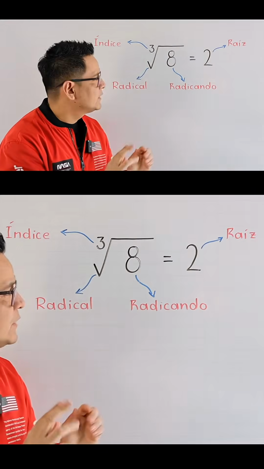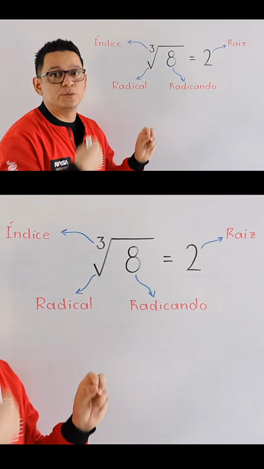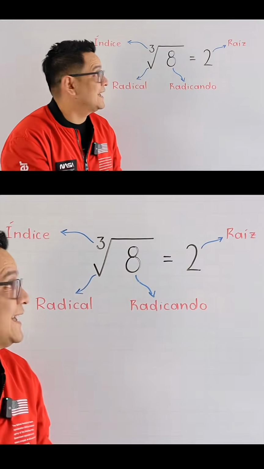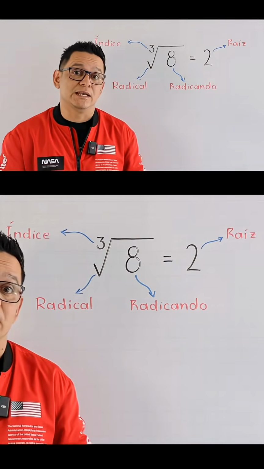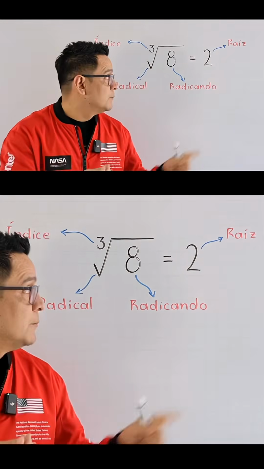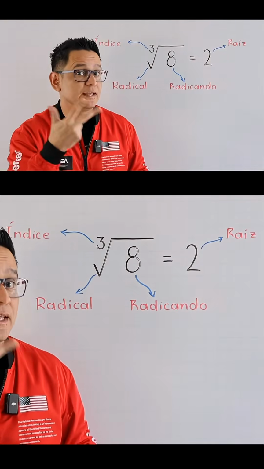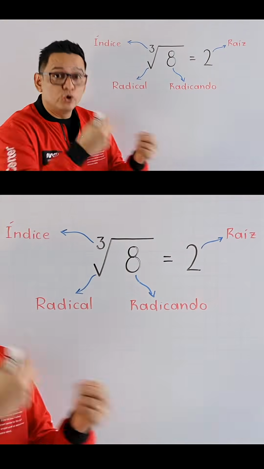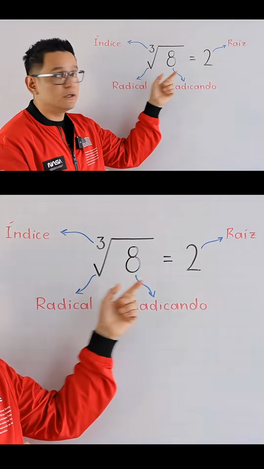For example, here, if we want to find the cube root of 8, then we would have to look for the number such that when raised to the third power, it gives us 8. Think about it. The number that, when raised to the third power, gives me 8 is 2, because 2 times 2 times 2 does give me 8. So, since 2 cubed is equal to 8, that means the cube root of 8 is equal to 2.